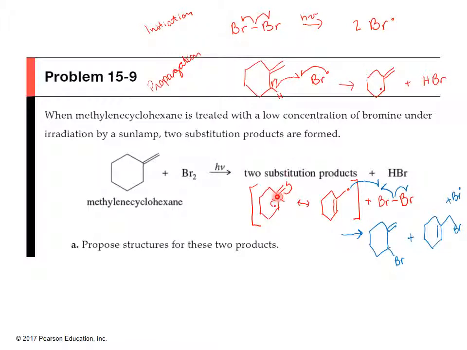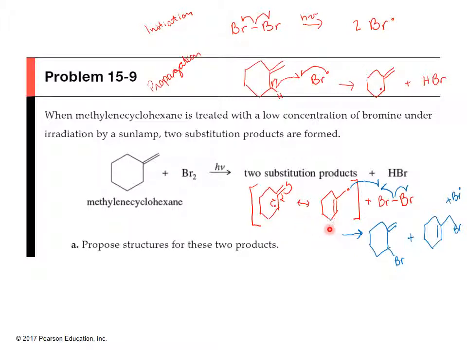So the double bond is 2 electrons. One goes this way, one goes this way. That moves the double bond to here and the radical to here. Okay, so that's how we got this resonance position. We've got 2 places where the radical is located. Those are the 2 places where your bromine is going to come in and add.